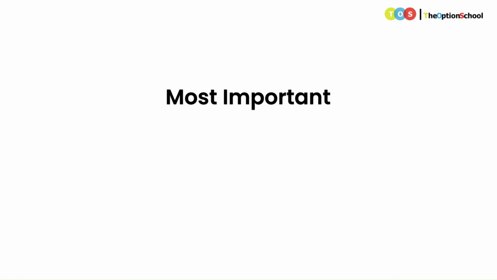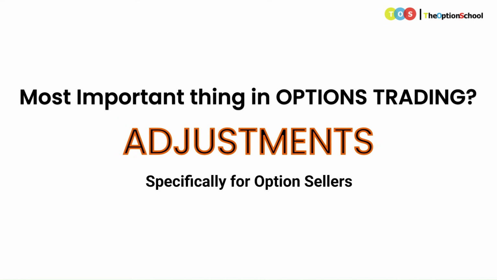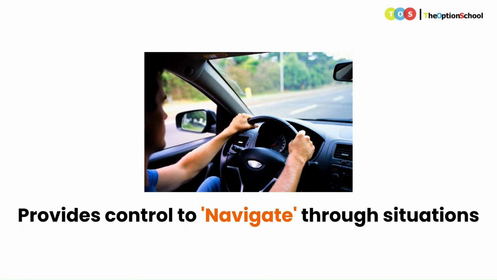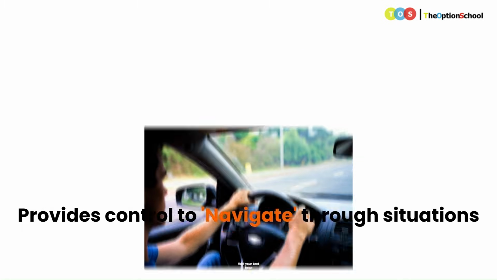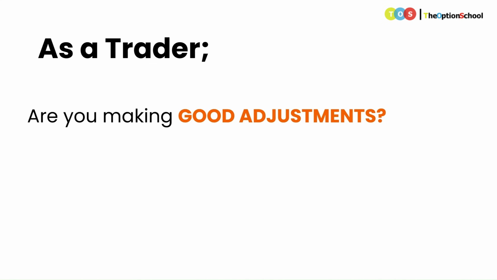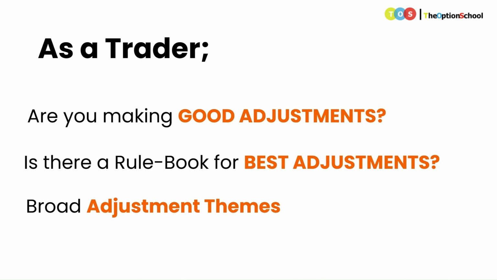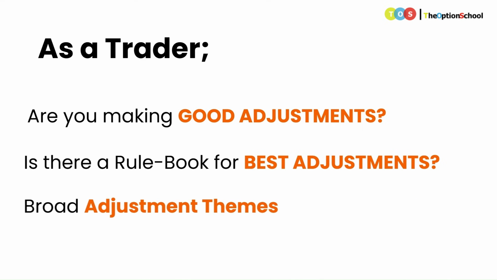One of the most important things in options trading is adjustments, especially when you trade in option selling strategies. Adjustments are like the steering wheel of a car, which gives you the required control to navigate different situations. As a trader, are you able to make good adjustments in your trades? Is there a rule book which you need to follow to make the best adjustments? What are the kinds of broad adjustment themes available to you as a trader?